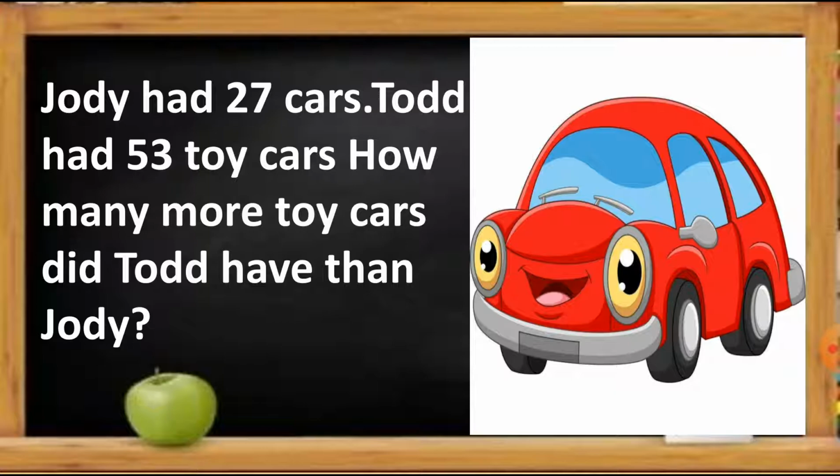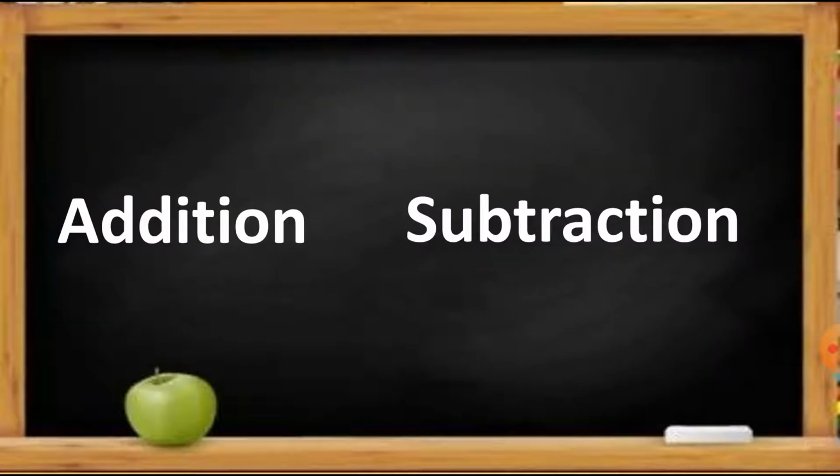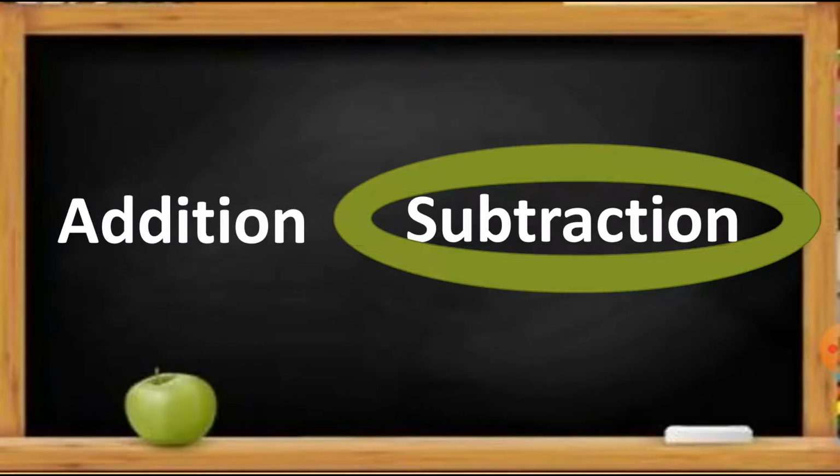But here we are not going to solve the sum. Here we just decide addition or subtraction, nothing else. Here are the two options, addition or subtraction. You have to decide if it is addition or subtraction. We just have to find how many more cars Todd has. So we have to cut the number of cars which Jody has. So we have to subtract the numbers. So here the answer is subtraction.